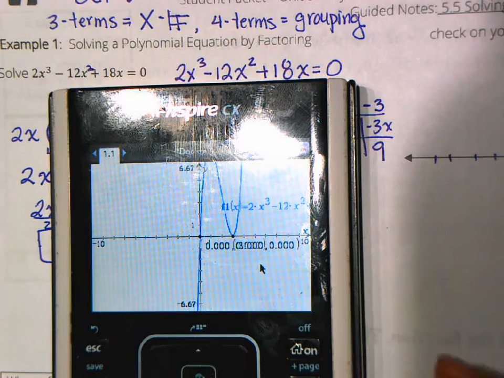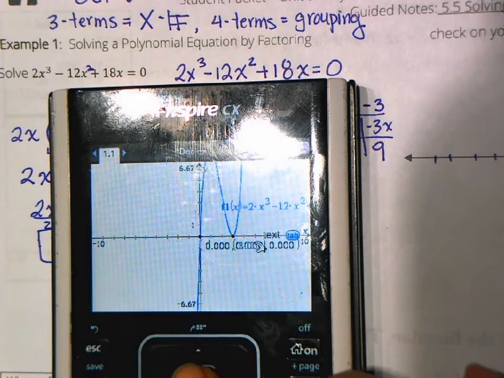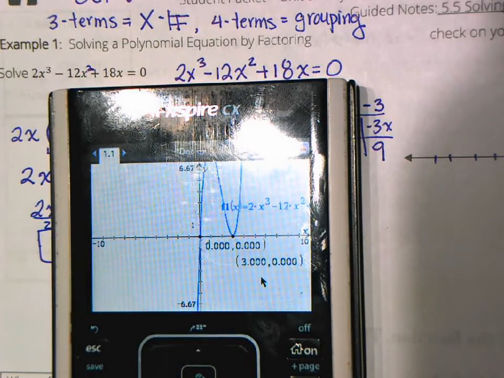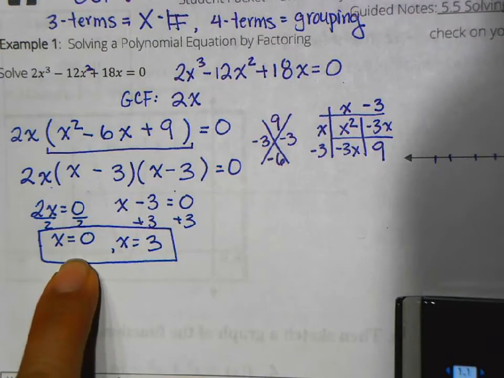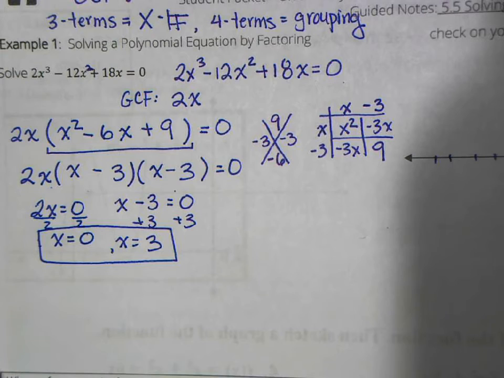I can definitely move the points. So hover until you have a grabby hand. Click and hold the center until it grabs and move it aside. So the other zero is at x equals 3, which is exactly what we found right here. x equals 0 and x equals 3. So that's example number 1.